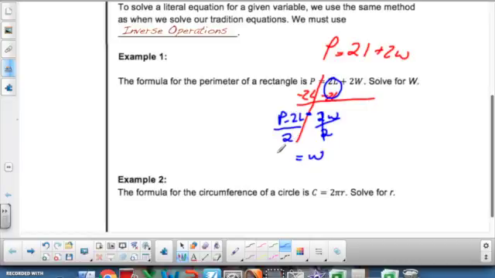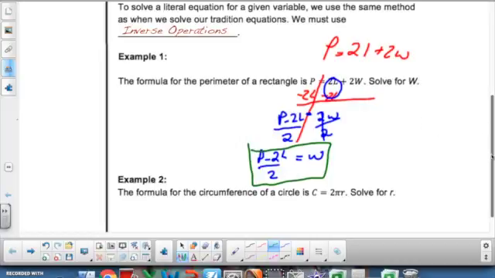Again, I can't actually do that division because P divided by 2, I have no idea what that is because I don't know what P is. I can't actually do this division because I don't know what L is, and there's nothing else I can do. So my answer is P minus 2L over 2. The end. That's it. So that wasn't so hard. It was barely like math, a little bit like alphabet soup.